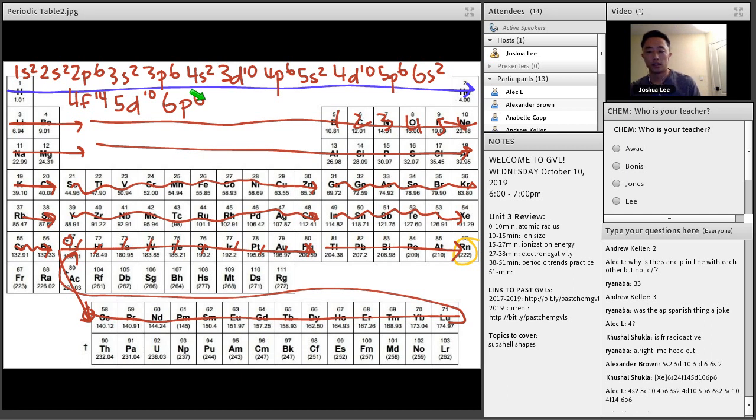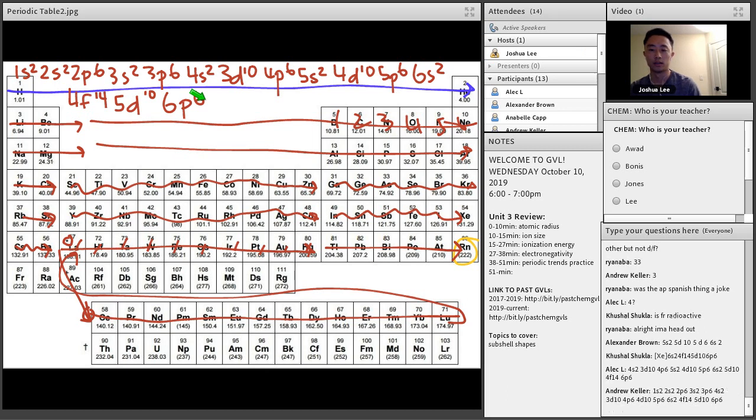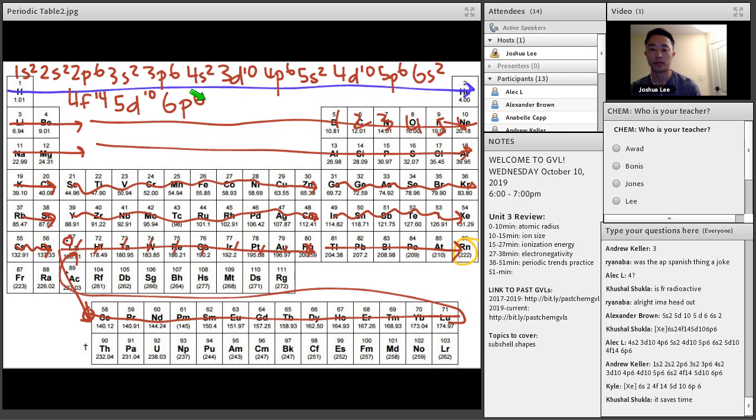Kushal did the noble gas shorthand. So xenon, then 6s2, 4f14, 5d10, 6p6. Nice. 1s2, 2s2, 2p6, 3s2, 3p6, 4s2, 3d10, 4p6. Ooh, you forgot a 5s2. It's 5s2, 4d10, 5p6, 6s2, 4f14, 5d10, 6p6. Xenon, 6s2, 4f14, 5d10, 6p6. Good.